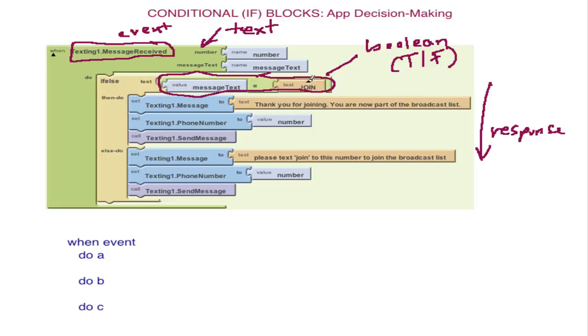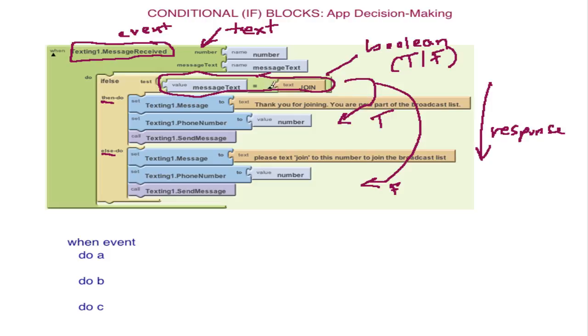And in this case, we check, is the text being sent in JOIN? If it is, if it's true, we do this then part. So all these blocks only get done if this is true, and if it's false, we do the else part. So you're only going to do these blocks down here if this Boolean expression is false.